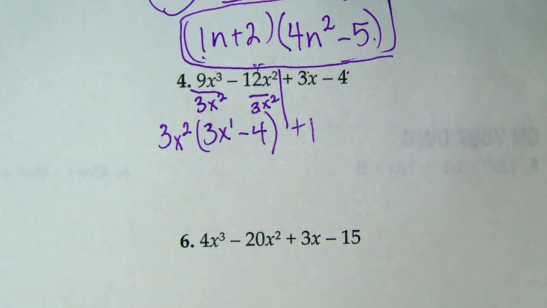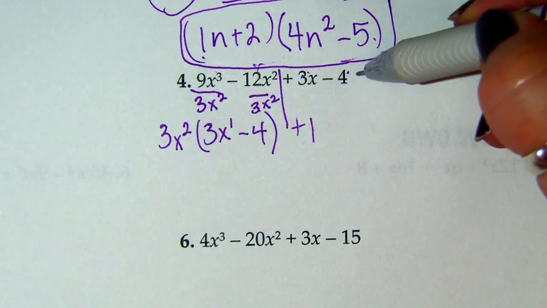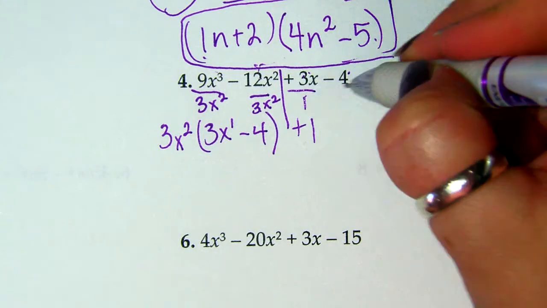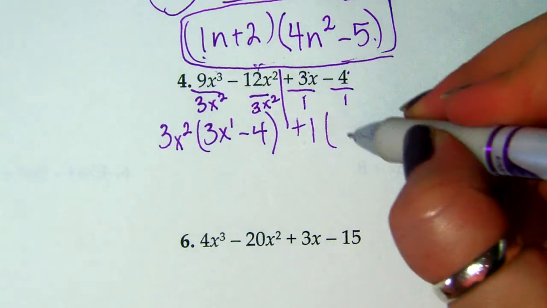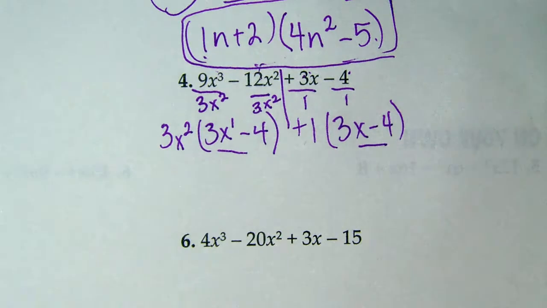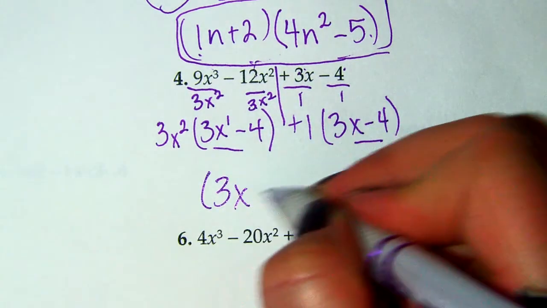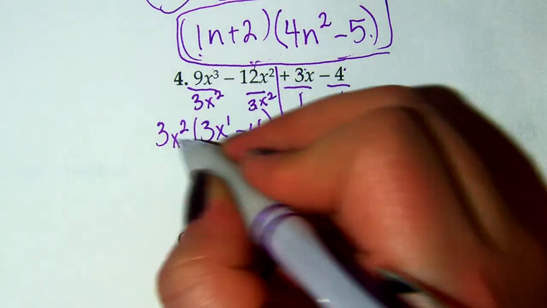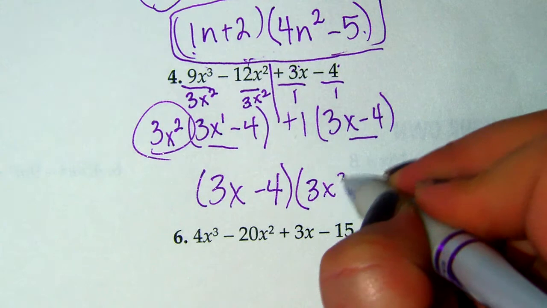Again, there are no x's in common because this doesn't have 1. So I'm going to divide each one by 1. So it just stays the same, 3x minus 4. These match. So I'm going to write that in one set of parentheses, and the other one, 3x squared plus 1.